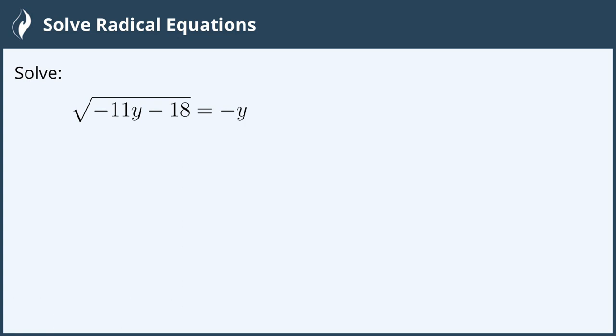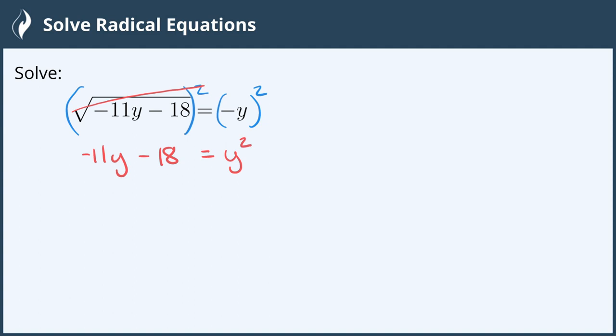We have an isolated radical on one side of the equation, and to remove that radical so that we can work inside of it, we can simply square it. And if we square one side, then we must also square the other side to keep the equal sign balanced. On the left side, the square root of a squared cancels, so we're left with negative 11y minus 18 equals, and on the right side, negative y times negative y is positive y squared.